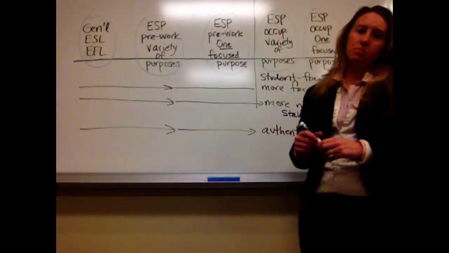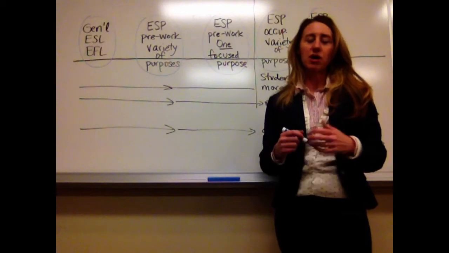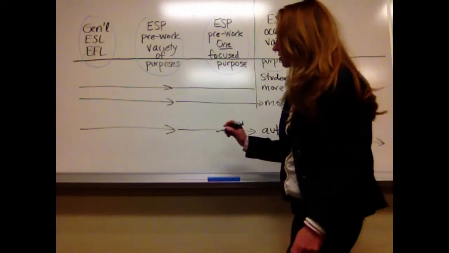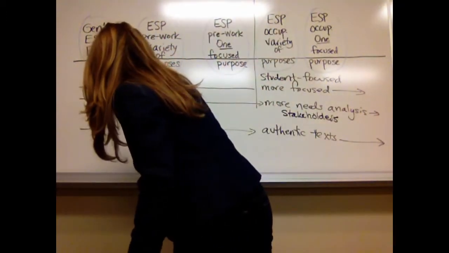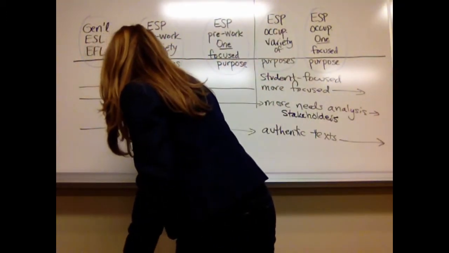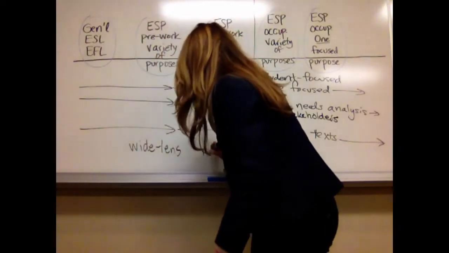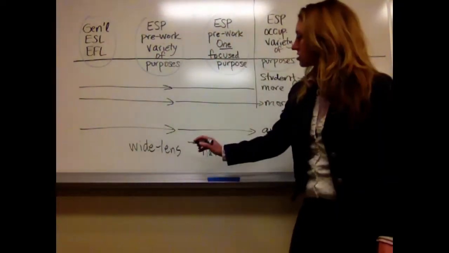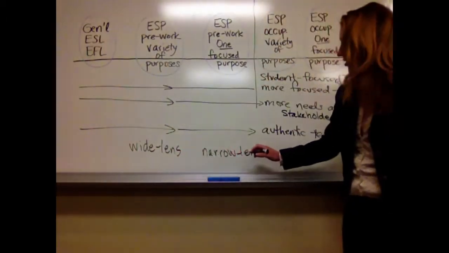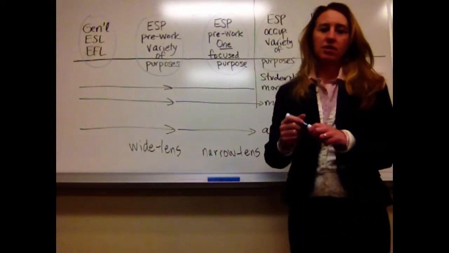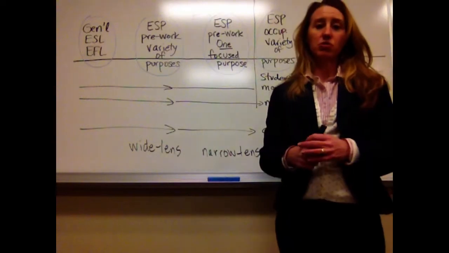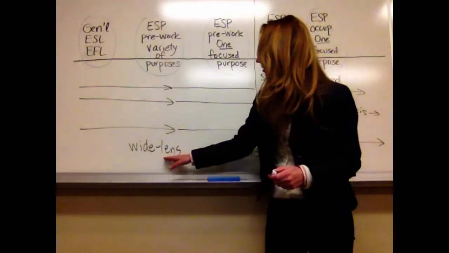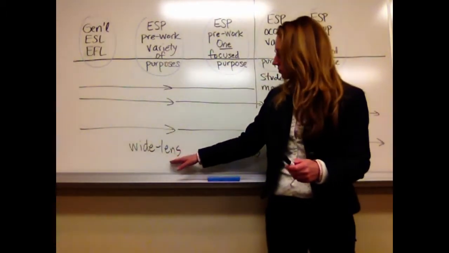There's a term that comes up in your textbook, and I want to share that with you so we can start to make sense of it together. There's the term wide lens and narrow lens, or sometimes we say wide focus or narrow focus, and both of those types of terms come up when we talk about ESP. And let's talk about the difference.